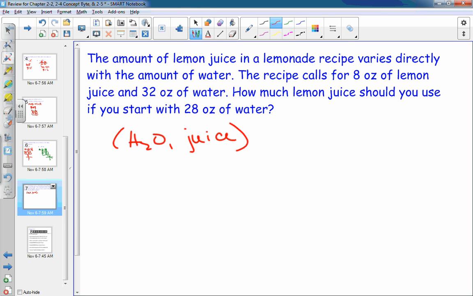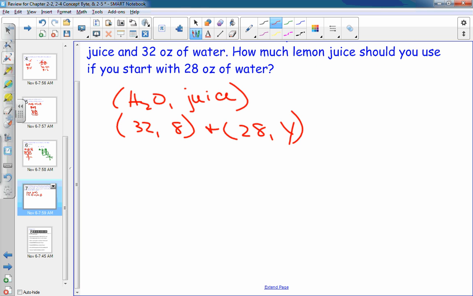So my first ordered pair is going to be 32 ounces of water to 8 ounces of juice. And what's my second one? 28 ounces of water to Y ounces of juice. Do we all understand that, yes or no? So now I can find this. Y over X is going to give me, Y is going to be 8, X is 32, Y over 28. Can I reduce this? 8 over 32 reduces down to what? 1/4 is equal to Y over 28.